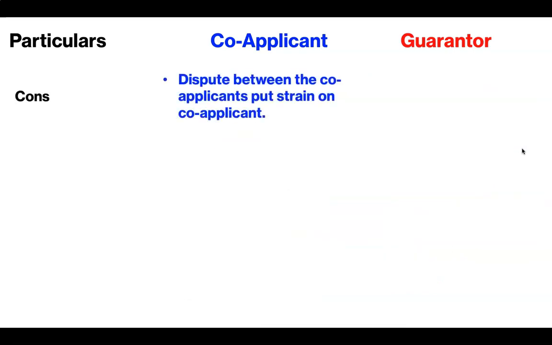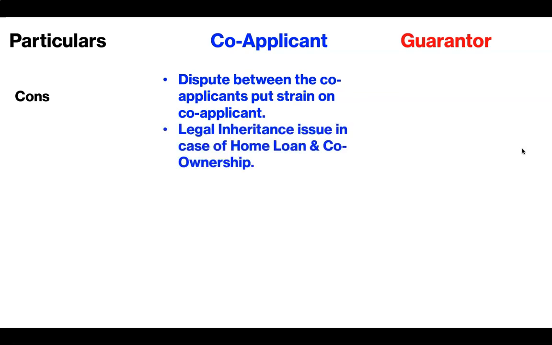Let us also look at the cons. In case of a co-applicant, let's say there is going to be some dispute between the co-applicants. Then possibly it could put strain on the co-applicant because the responsibility to pay the loan lies equally on the applicant and co-applicant. And if the main applicant has a strained relationship with the co-applicant, then this is going to burden the co-applicant as well. The other con can be the legal inheritance issue.